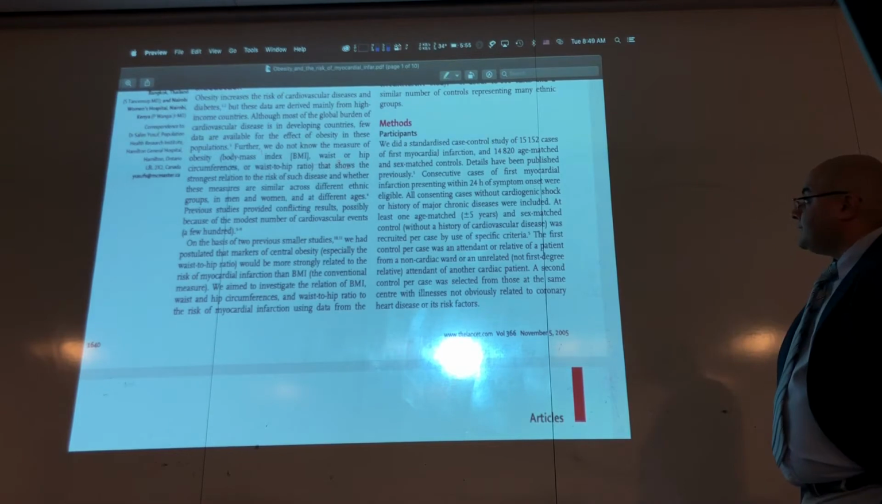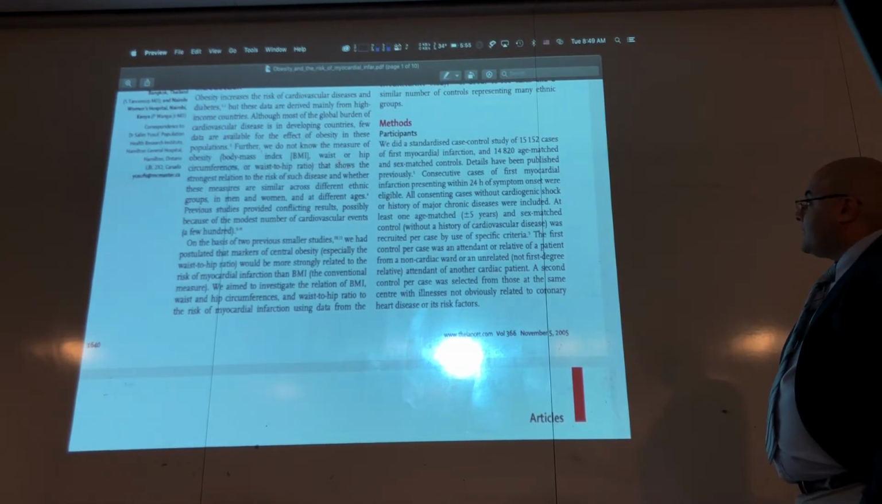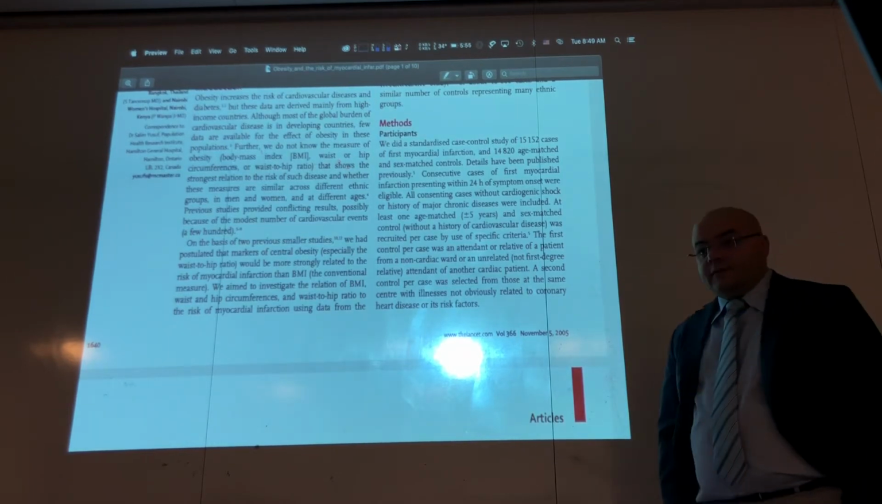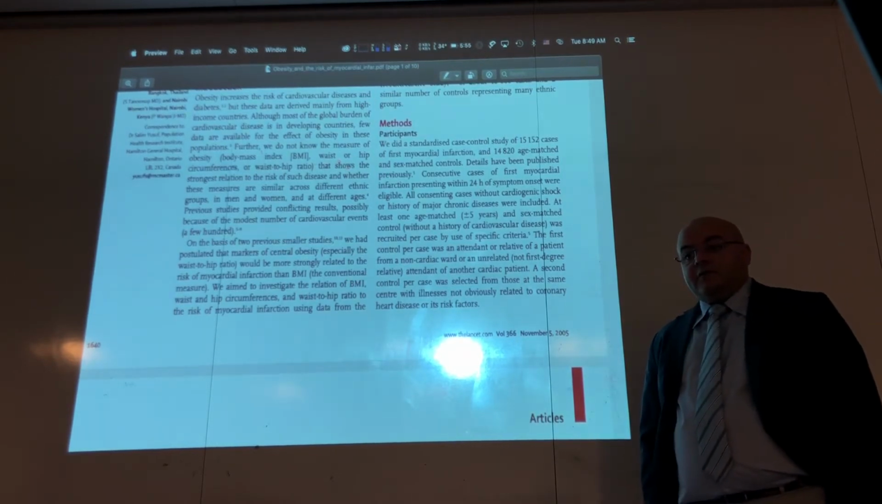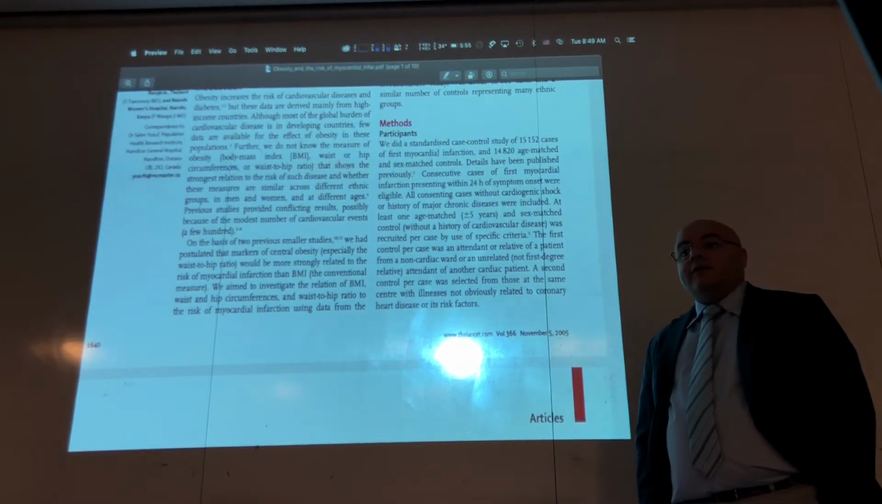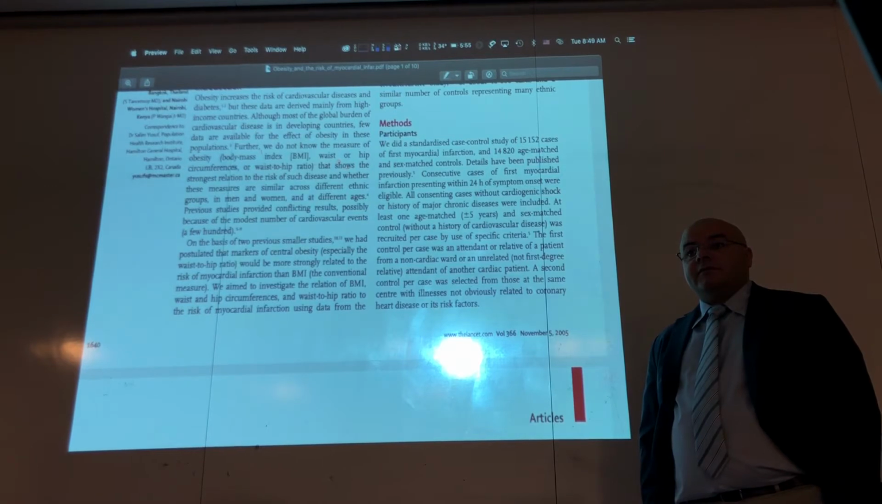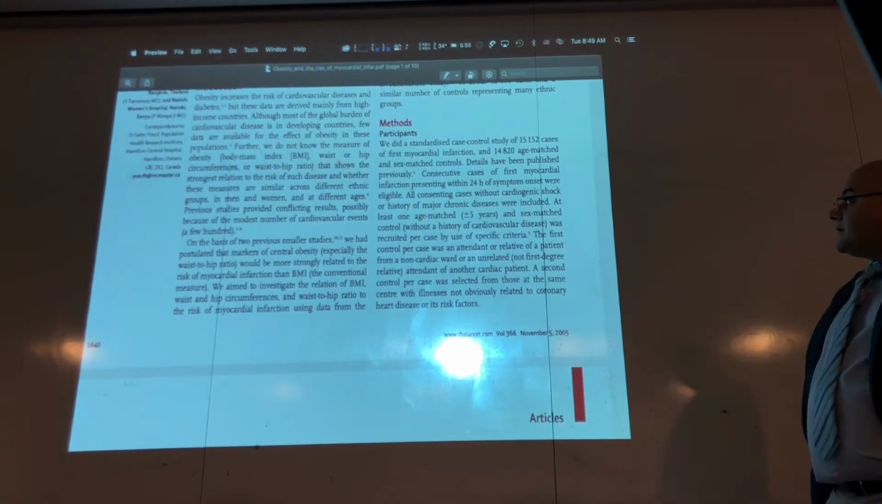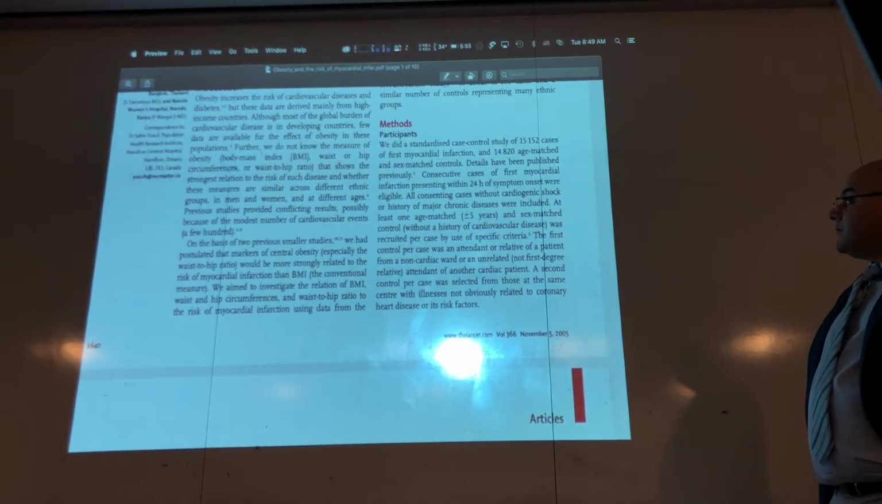Then we have here at least one age-matched control, meaning plus or minus 5 years, and sex-matched, without a history of cardiovascular disease, was recruited. This is for the cases. Controls. Okay, how did they match? Based on age and sex.